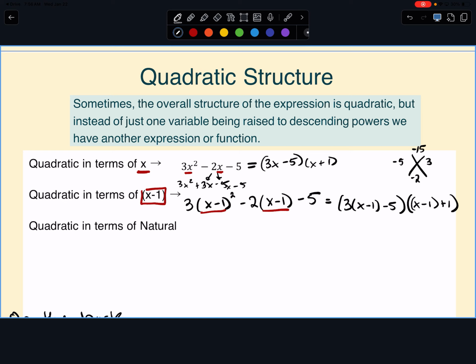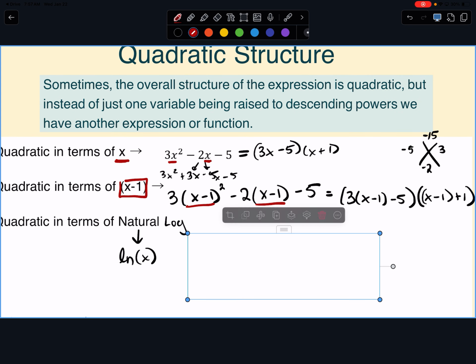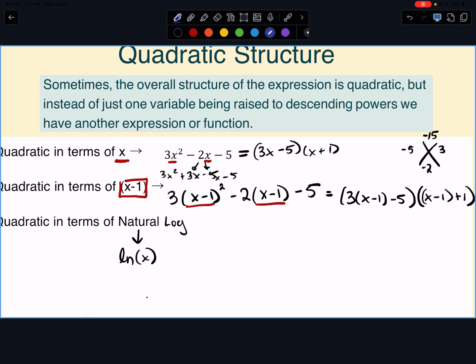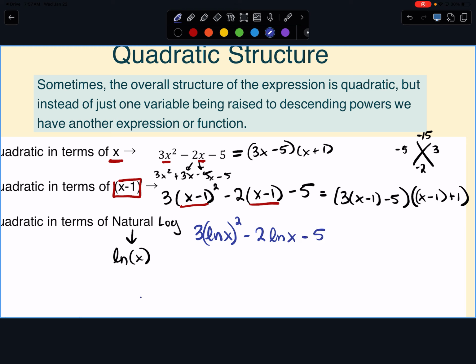The natural log is, what's this supposed to say? The natural log is ln of x. So if we substitute in natural log, and I'm going to do it in another color, we have 3 times natural log of x, and the whole natural log of x gets squared, so I use parentheses, minus 2 times the natural log of x minus 5.